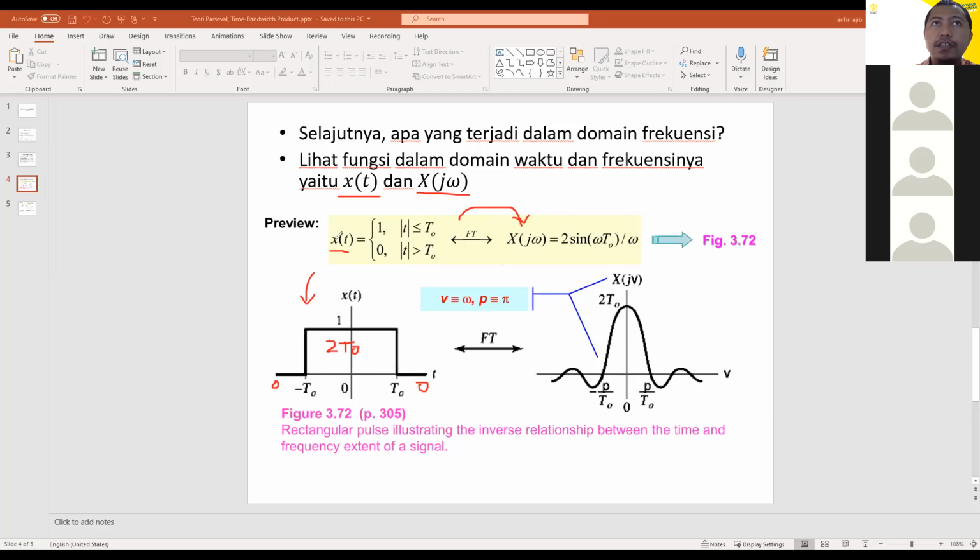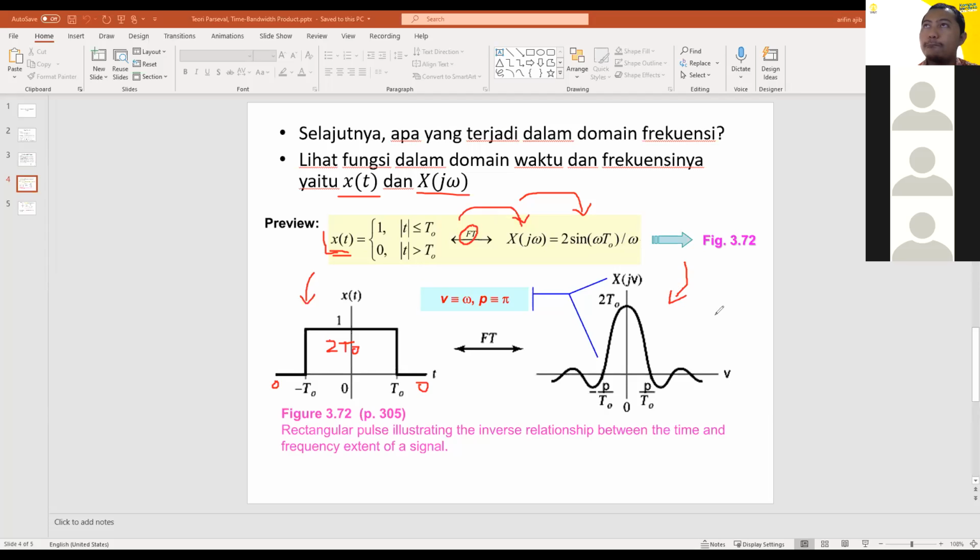You can see here, this is a non-periodic and continuous signal, so we can use the Fourier transform. Please remember, continuous and non-periodic uses the Fourier transform. After that, we compute and we get the result here. The signal in frequency domain X(j omega) is equal to 2 sin(omega t0) divided by omega.